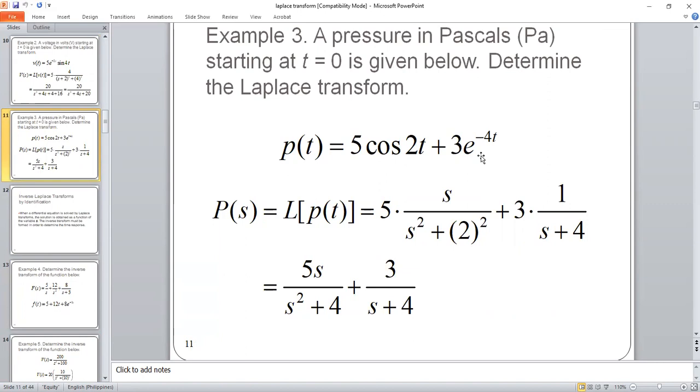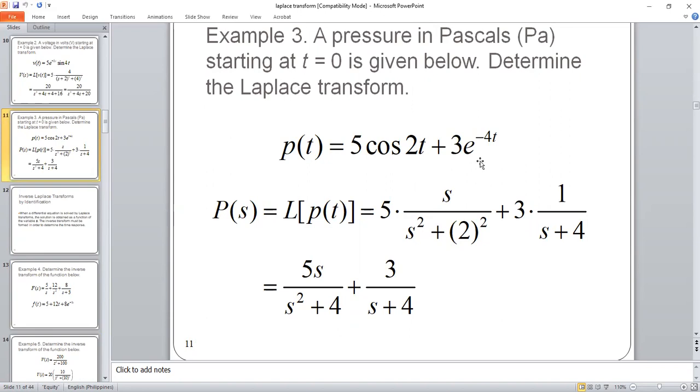The difference between the cosine and the sine function is what appears in the numerator of the function of s. For both, the denominator is s squared plus omega squared. But in the case of the cosine, it's not the omega, it's the s that appears in the numerator. So you have this one here.